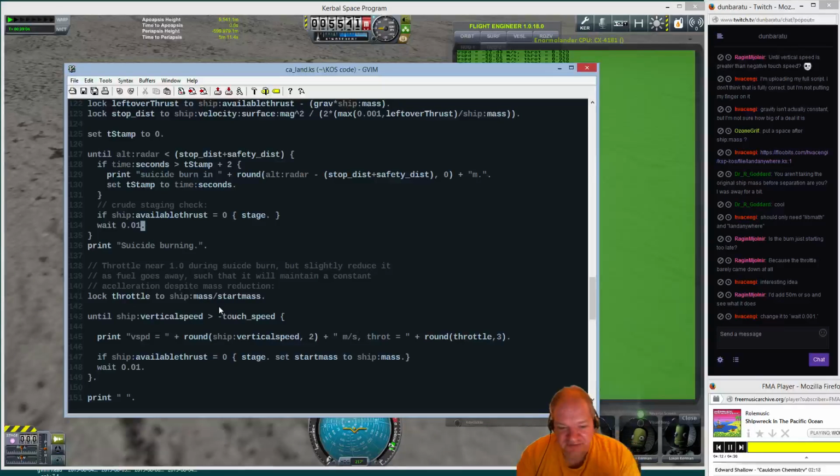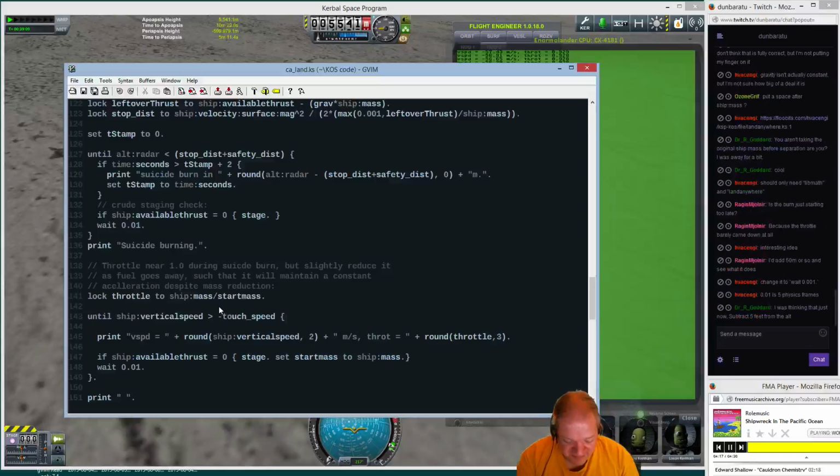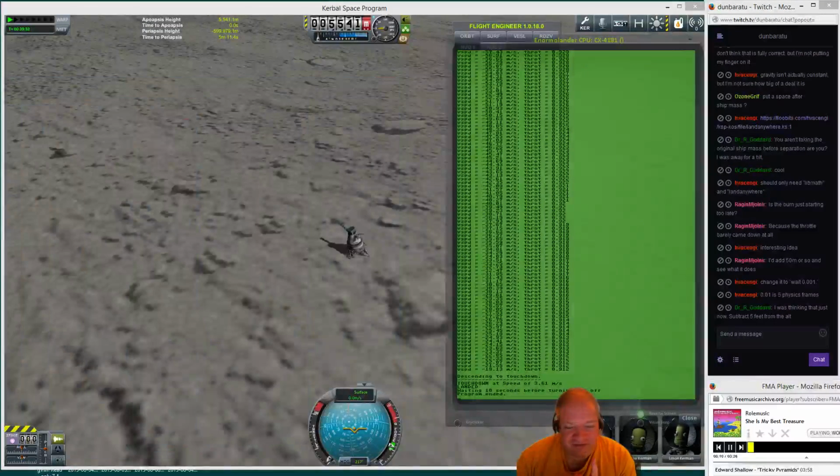That is entirely possible. Well, the thing about changing this to wait .001 is that the physics rate, I think, if I remember rightly, is actually .004 anyway. Well, I'll come back to this in a moment. I want to try this script that was uploaded here.